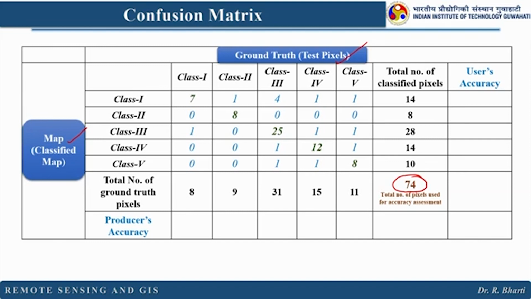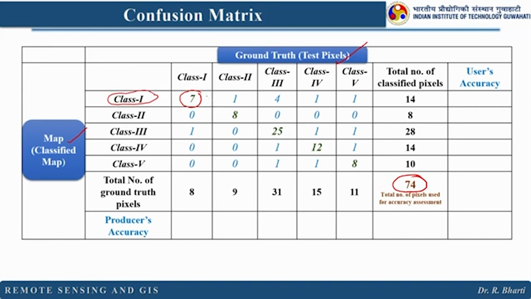So, you have collected these 74 ground control points, which you have used as test pixels, and plotted on the image. Then you have estimated what was the real class name in the field and what is the classified class name, right. So, here you will find that 7 pixels which were class 1 in the field are also class 1 in the classified image, right.